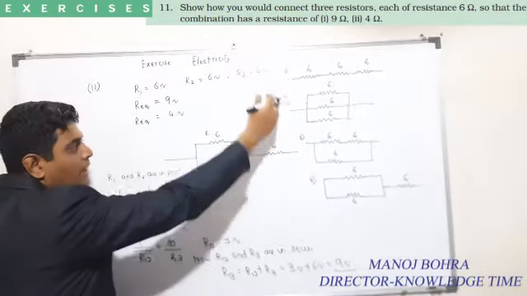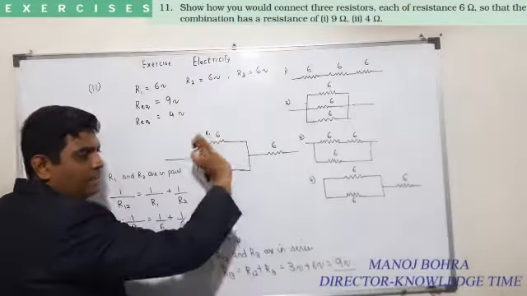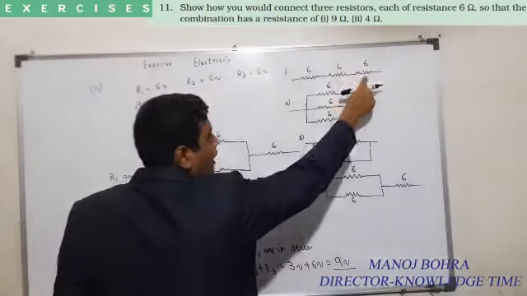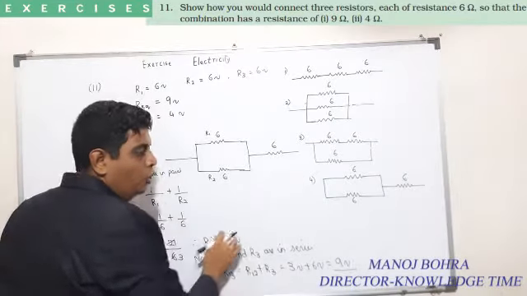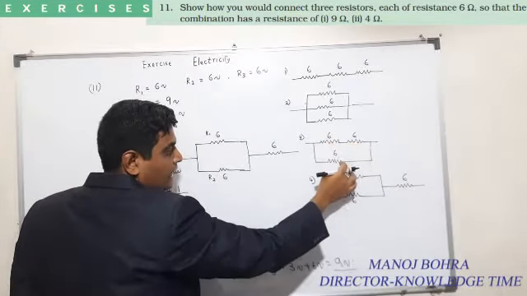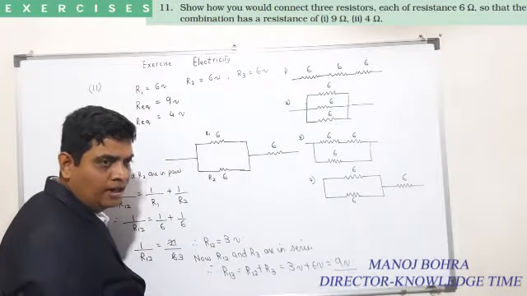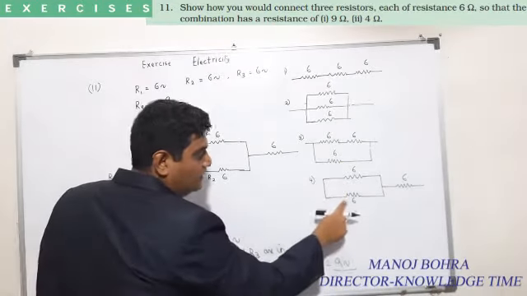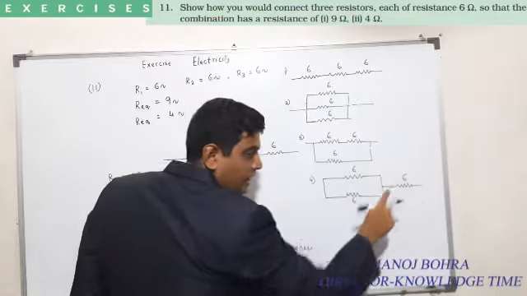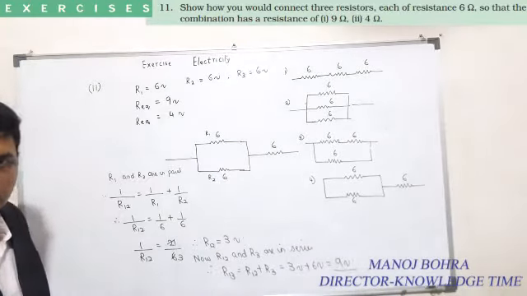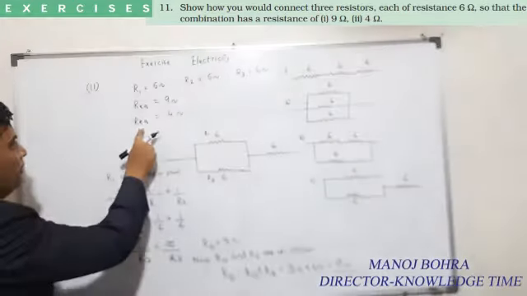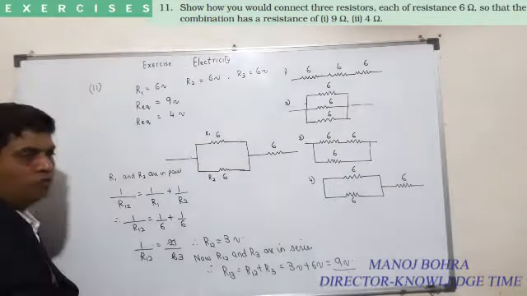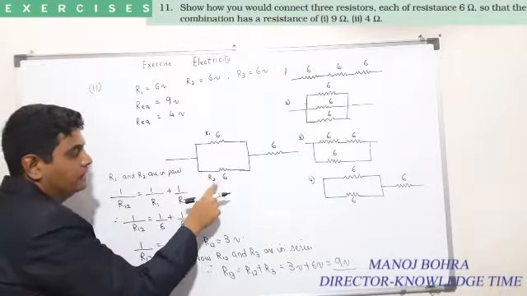Now what are the combinations possible? 3 resistances are there. I am connecting all of them in series. I am connecting all of them in parallel. 2 resistances are in series which are connected in parallel to the third resistance, and 2 resistances are in parallel which is connected in series to the third resistance. These are the 4 combinations which are possible. They are asking me to get 9 ohms. To get 9 ohm, I will have to arrange this way.